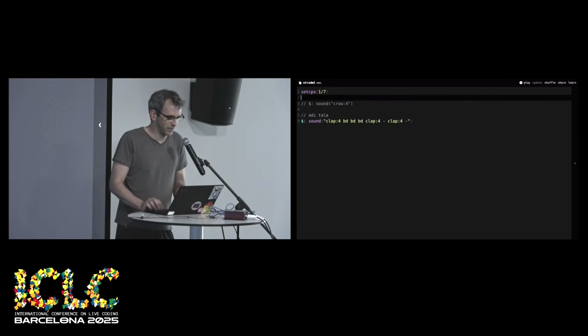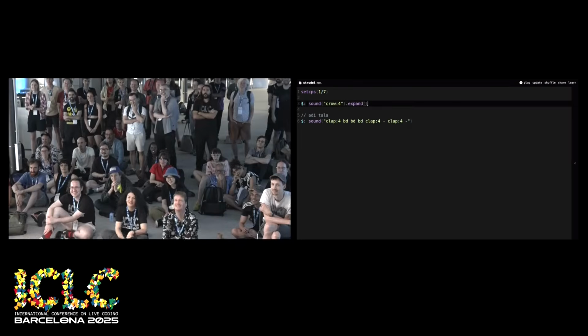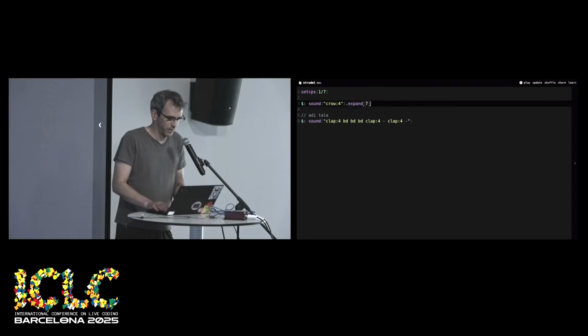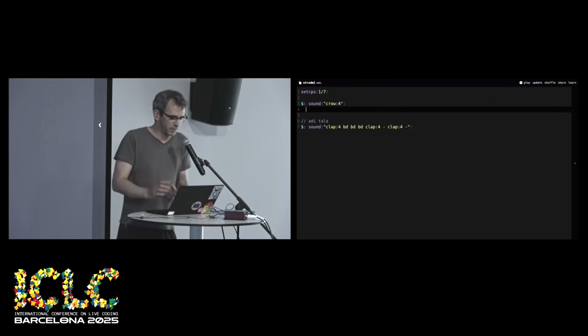Let me do it in Strudel, it's easier. I'll expand it by 7. There'll be 4 beats per step in this one, so this is each aksara of the tala. If I set the pace of this to 32... Yeah, you get the idea.